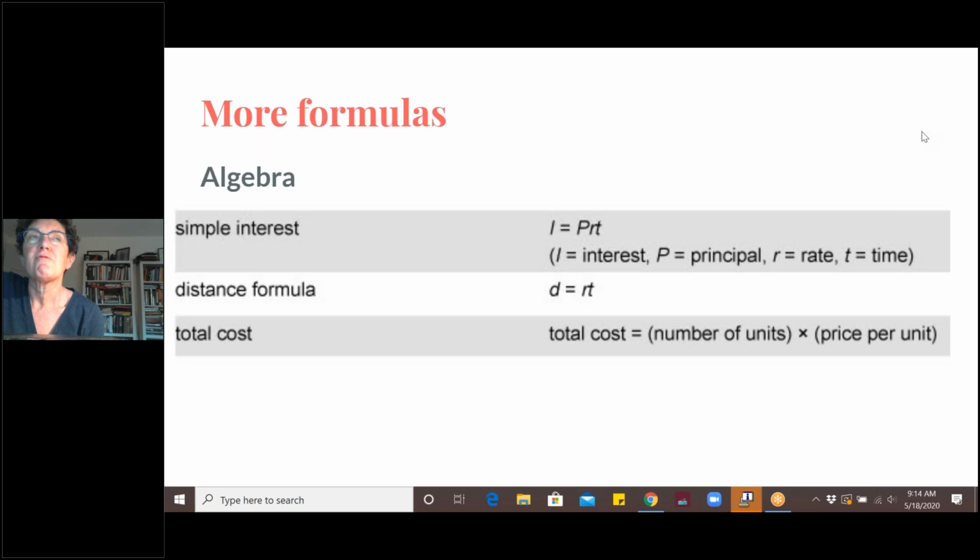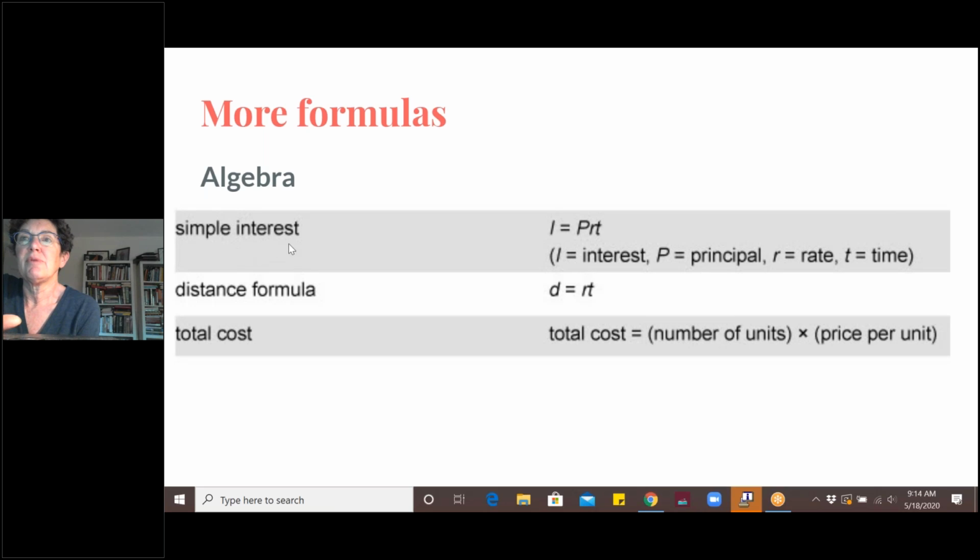We have gone over formulas about area and perimeter and volume. And now we're going to look at some other formulas that are often used in algebra. These are the ones we're going to be talking about today.